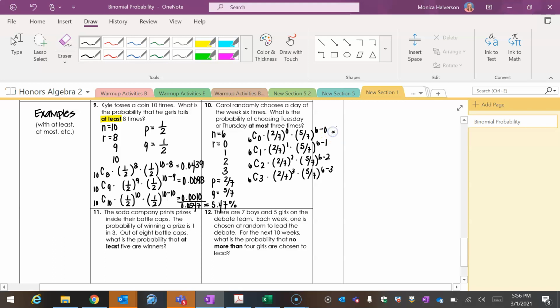If you found each one of these individually, this first one would be 0.1328, 0.3187, 0.3187, and 0.1700. And if you added these together, you'd get 0.9402, which is a 94.02% chance of picking Tuesday or Thursday at most 3 times. All right, now it's time for you to work on your worksheet.